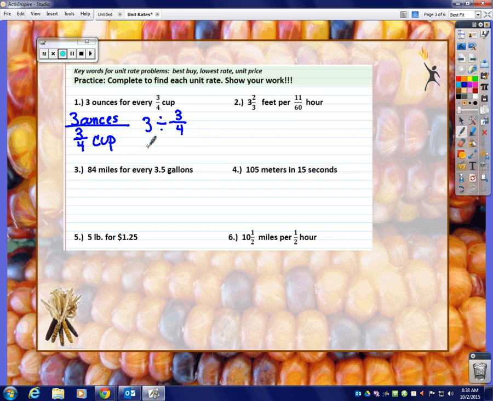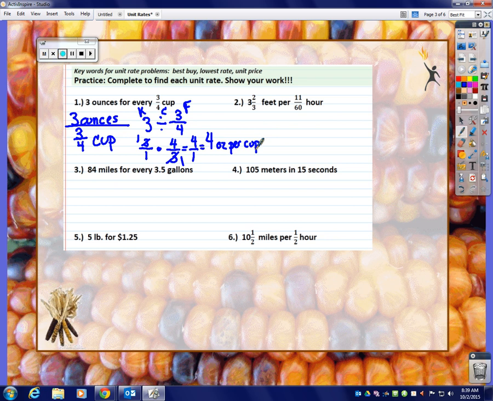Well, 3 is a whole number, so we can write it as 3/1. And you remember, our strategy is keep it, flip it, change it. So we keep 3/1, we flip 3/4, it becomes 4/3, and we change the division to multiplication. We can simplify. Now we do top times top, bottom times bottom. We get 4/1, which is 4. And that's going to be 4 ounces per 1 cup.